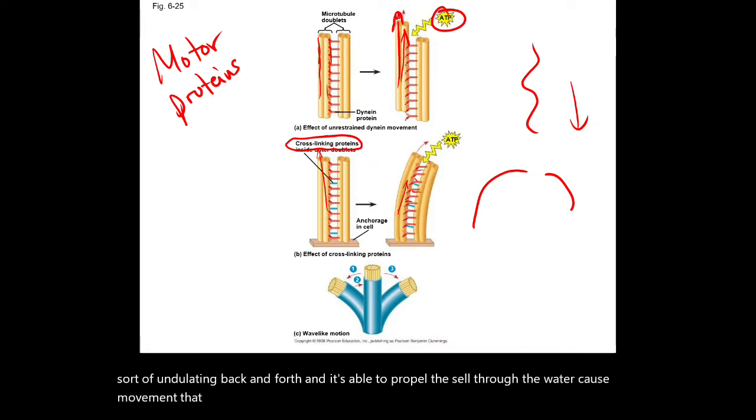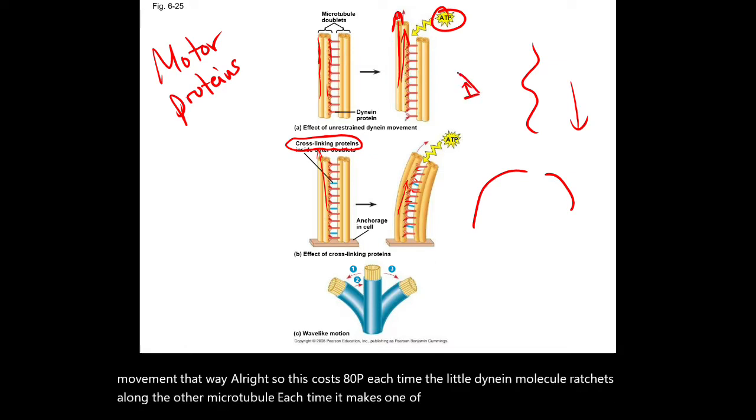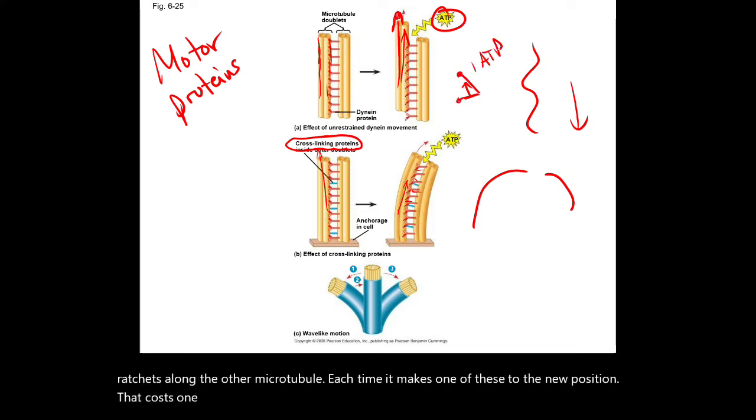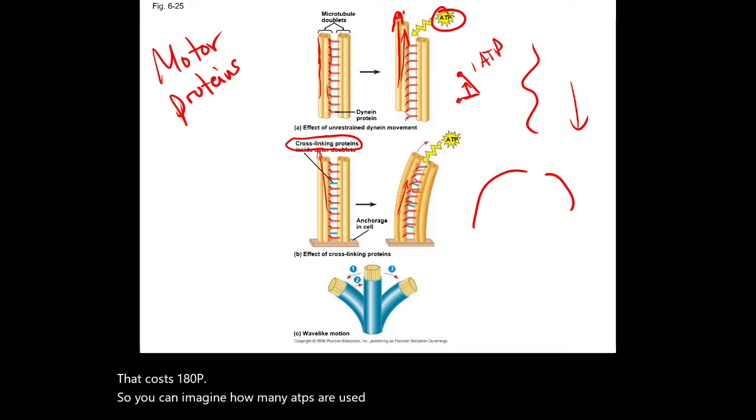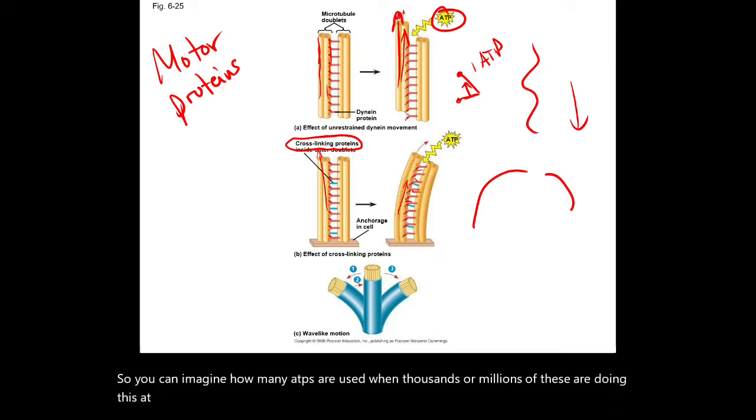All right, so this costs ATP. Each time the little dynein molecule ratchets along the other microtubule, each time it makes one of these movements to the new position, that costs 1 ATP. So you can imagine how many ATPs are used when thousands or millions of these are doing this at the same time. Cilia work exactly the same way. They're just shorter.